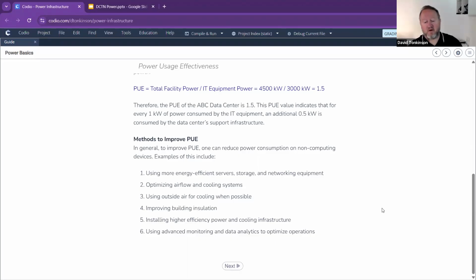Higher efficiency power and cooling infrastructure, advanced monitoring and data analytics, because you want to be able to control individual areas. Just like your house, you don't want to turn your heating to 22 and just have your whole house at 22. Because hold on, I'm not using one of the bedrooms. Why is that not set to 15? Sorry, that's English maths for you. That's degrees C rather than Fahrenheit.